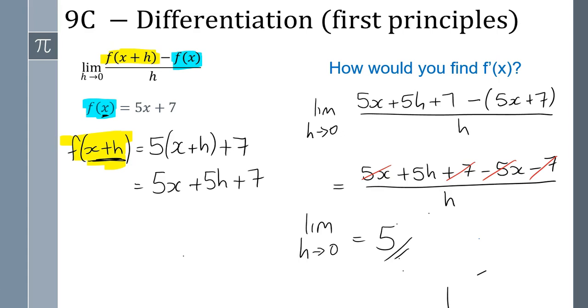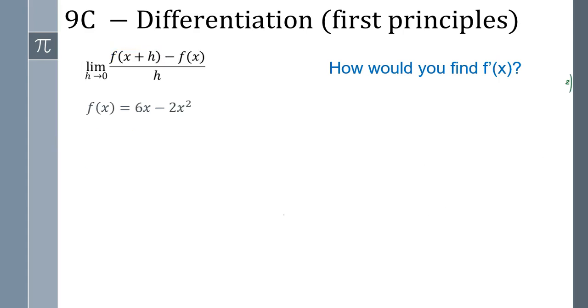Okay, and if I was following my own rules, you could also write it like this: f dash x equals 5. Okay, so that one was a pretty simple one. I'm now going to take you through a really annoying one just to show you what they get like. And that's this one here.